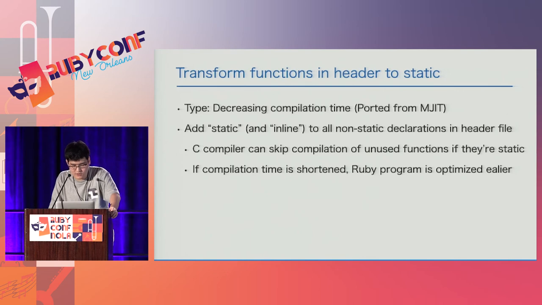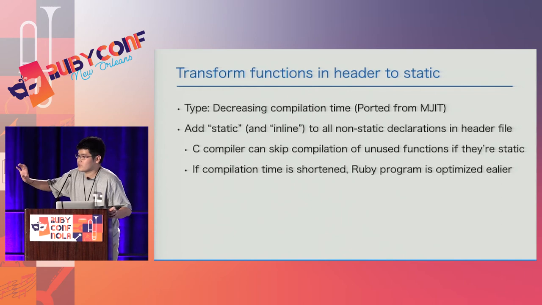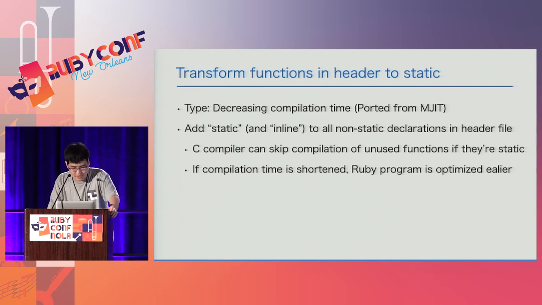And then transform functions in the header to static. As the vm.c compiled header can be dealt with by our script, we can modify the header with our Ruby script. And we change the non-static functions to static. If the function is static, the C compiler can know it is not necessary to be compiled, so compilation is skipped for those static functions.